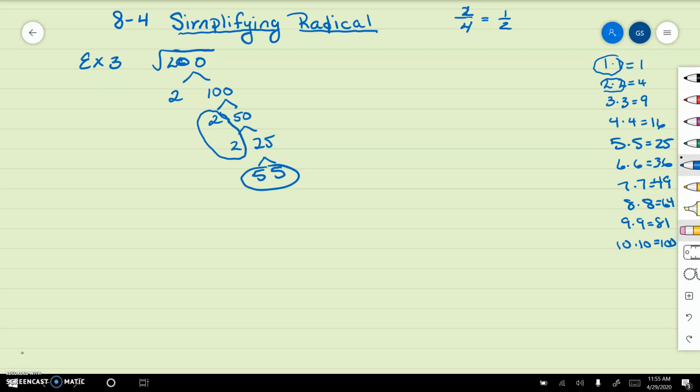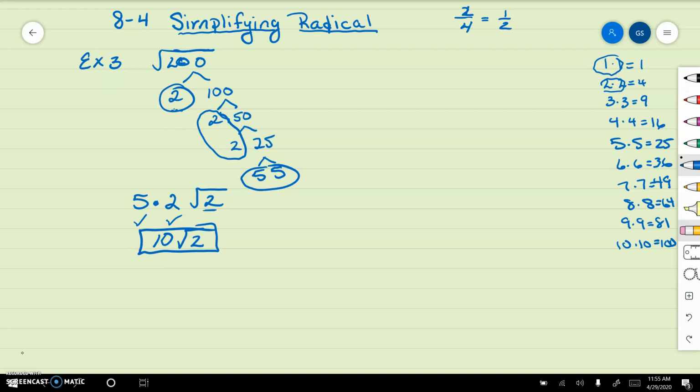So a pair of 5s comes out as one 5, not 15, times the other pair, which is a 2. Look what's left over. Square root of 2 goes on the inside. So we have a pair of 2s we put on the outside. We have a pair of 5s we put on the outside. What's left over on these bottom numbers was a single 2. It wasn't a pair. Therefore, our answer is 10 radical 2.